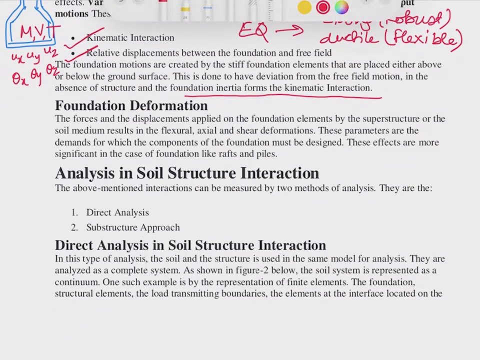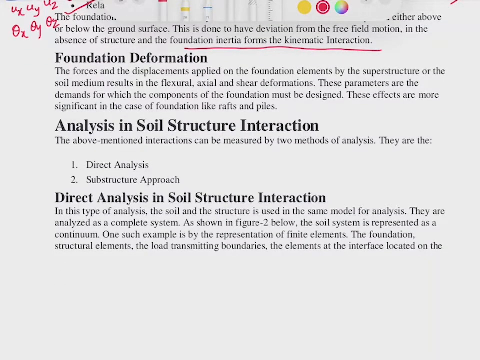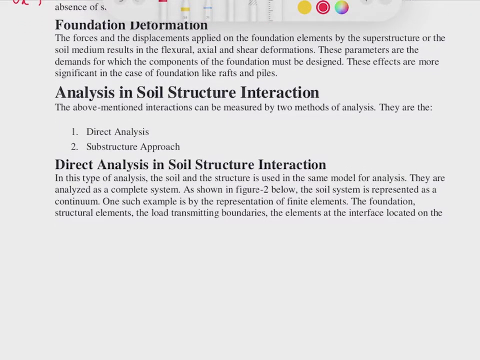So now let us discuss how we analyze the soil structure interaction. Okay, so whatever we have discussed in SSI remains theoretical because the analysis process is really complex, and the process that we follow is the finite element method, which is discussed in the upcoming courses in post graduation. But yes, we can understand some basics of the methods of analyzing SSI, and they include two methods. One is the direct analysis, another is the substructure approach.